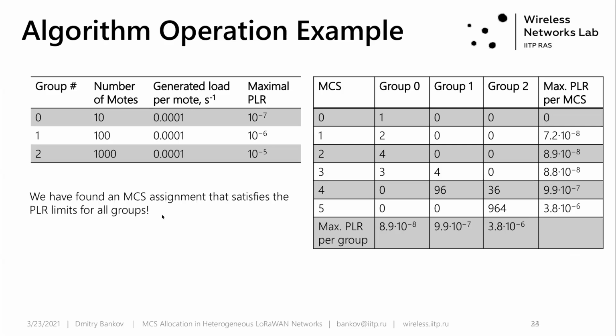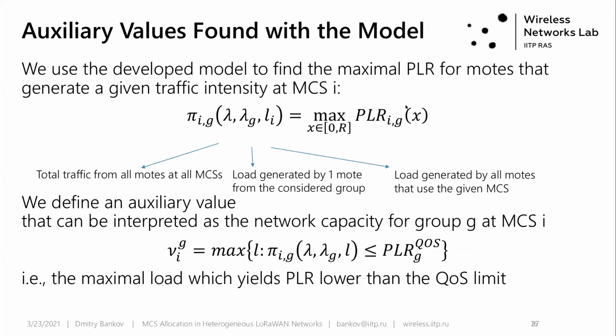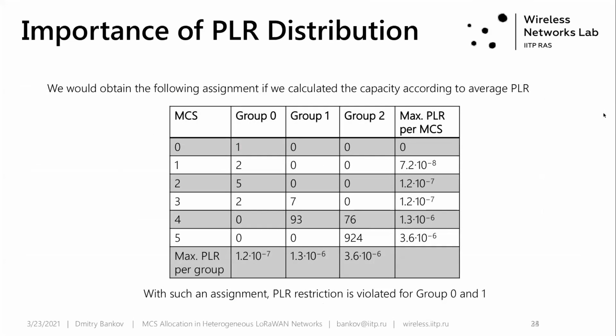At the same time, here we calculated the capacities according to the formula which uses the maximum PLR value. But if we take into account only the average packet loss ratio, and assign the MCSs according to the average PLR, trying for the average PLR not to exceed the PLR limits, then it is possible that the maximal packet loss ratio in this group will exceed the requirements imposed by some groups, for example, here.